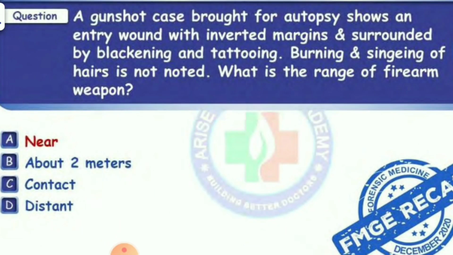Next question. A gunshot case brought for autopsy shows an entry wound with inverted margins and surrounded by blackening and tattooing. Burning and singeing of hairs is not noted. What is the range of firearm weapon? Options are near, about 2 meters, distant or contact. The answer is near.